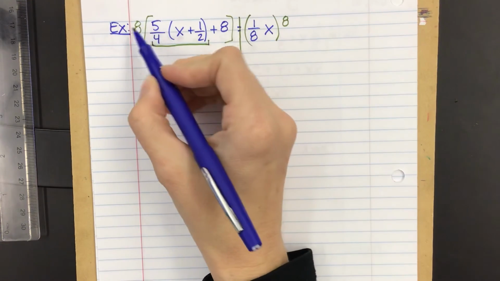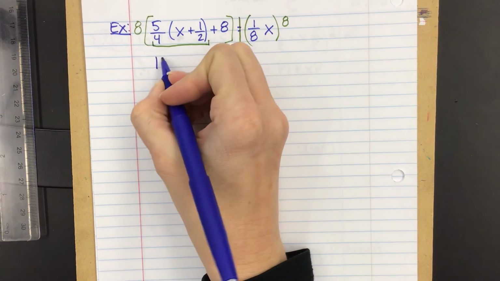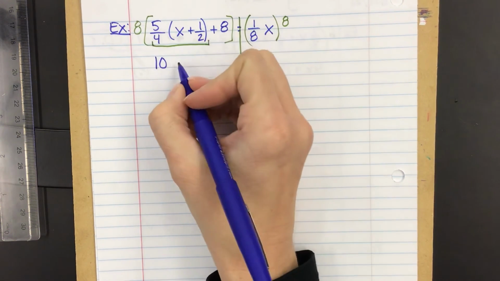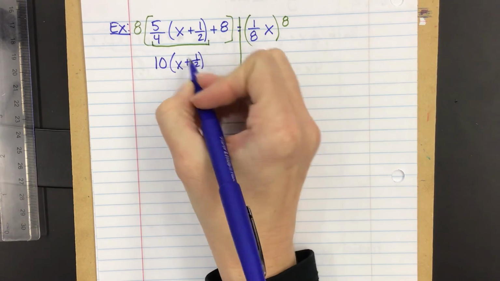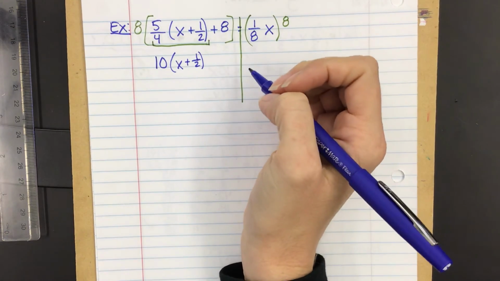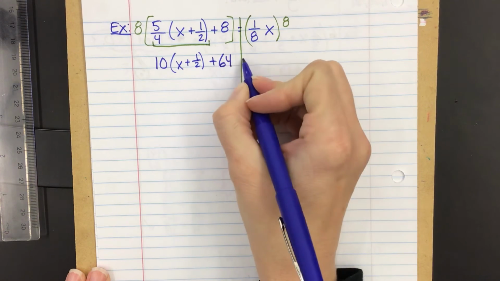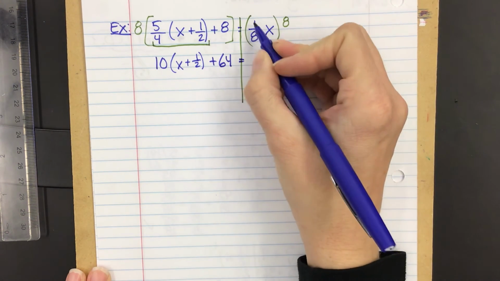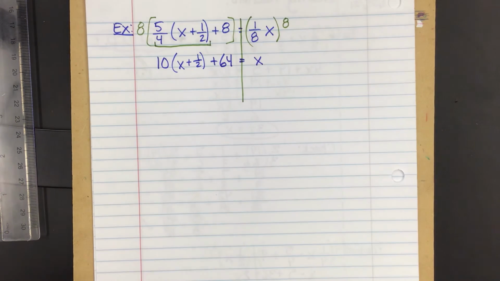So let's go through this. If we multiply 8 times 5/4, this will be 10, okay? And then we're left with x and 1/2, because remember, we do not multiply everything inside the parentheses by 8, only the coefficient of that grouping. And then 8 times 8 is 64. And then 1/8 times 8 is just 1, so you're left with x. Yes, Charlotte? For the second step, can we change 1/2 to 1/5? Absolutely. Yes, yes, yes.